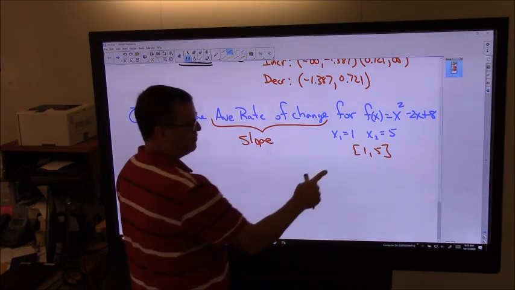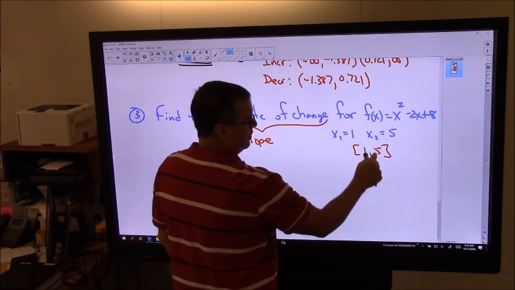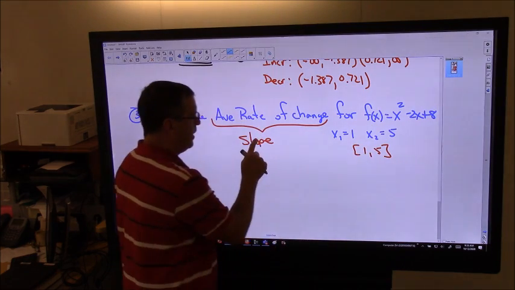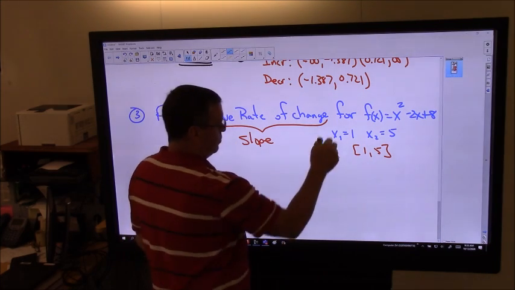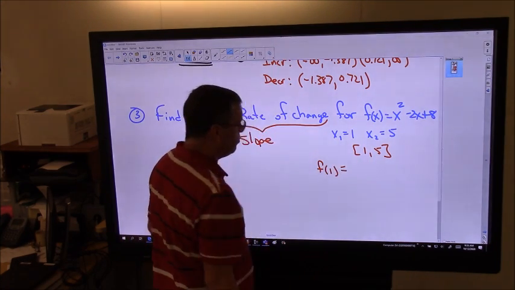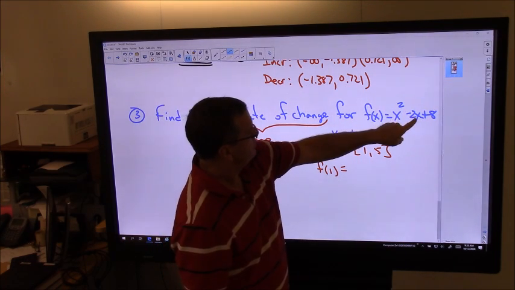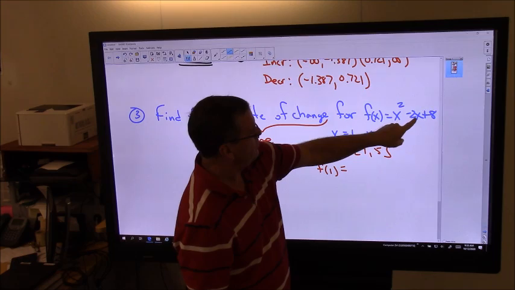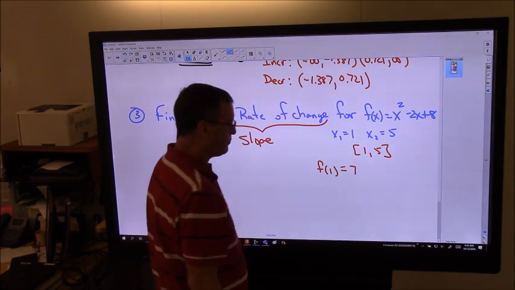And it really means if I plug in a 1 to get an xy coordinate and then a 5, I'm really just finding the slope between those 2 points. So I would say here that f of 1 is equal to, if I put a 1 in here, I get 1 squared, that's 1, minus 2, so 1 minus 2, that's a negative 1, plus 8, that's 7.